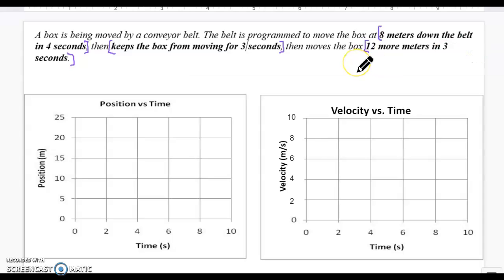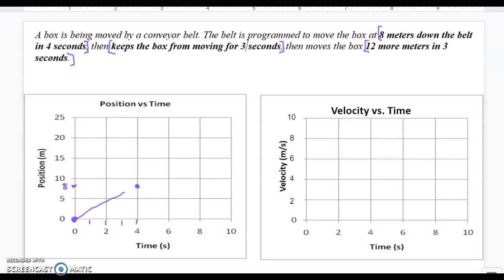And so if I do that, I'm going to keep track of the position and the time as we go. So it first starts off with 8 meters down the belt in 4 seconds. So for my time, I'm going to move along starting at 0, 1, 2, 3, 4 seconds. And this box moved 8 meters. So on my position, it also starts at 0. A position versus time graph starts at 0. It goes up 8. So 8 ends up being right about here-ish. And I'm going to make my mark where those meet.